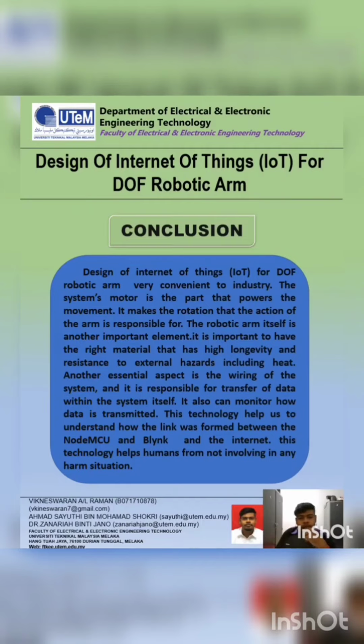This technology helps us to understand how the link was formed between the NodeMCU, Blynk and the internet. This technology helps humans not to be involved in any harmful situation. What we can conclude in this project is that the robotic arm is very useful and very convenient to the industry, which means it can replace humans, so it can work non-stop in a production line without any interruption. It can work forever without any error or delay.